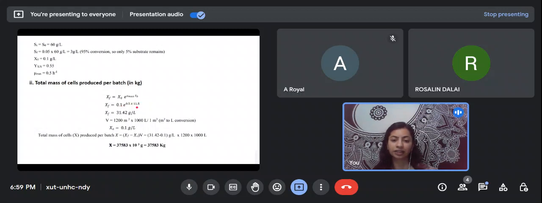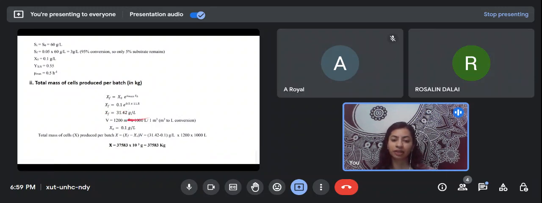So if you plug in these values and calculate it, you will get the final biomass in that batch to be 31.42 grams per liter. Okay, but now you have to find the total mass of cells produced per batch. So it is not in terms of per liter. Whatever the total volume of the bioreactor was, you want to figure out how much exactly is there.